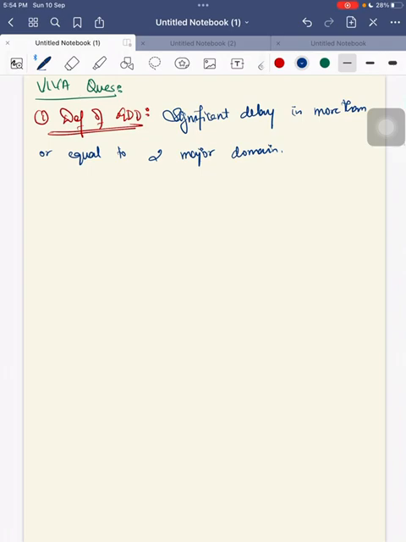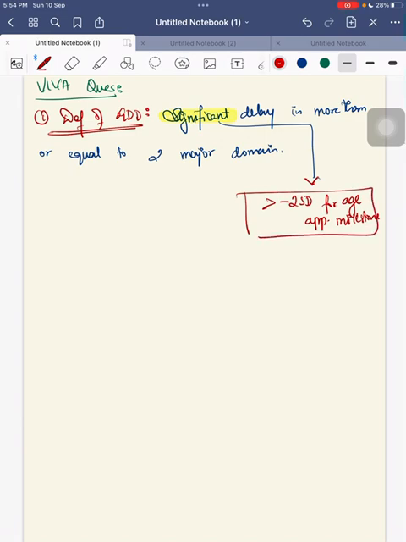So we will see the definitions for each of the particular terms in this definition. Your next question will be, what do you mean by a significant delay? Significant delay means more than -2 standard deviations for the age appropriate milestone. This is the meaning of significant delay.